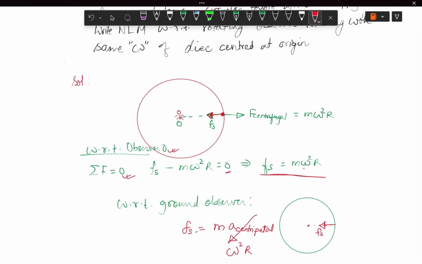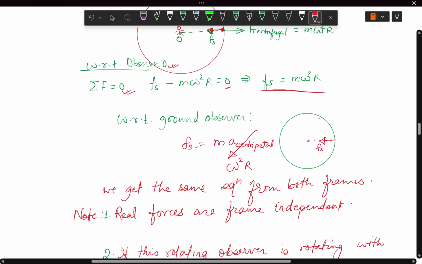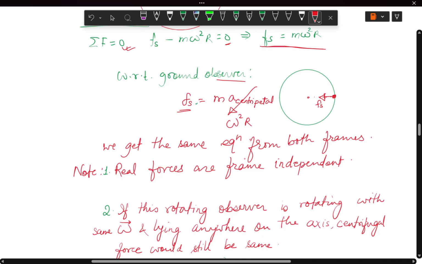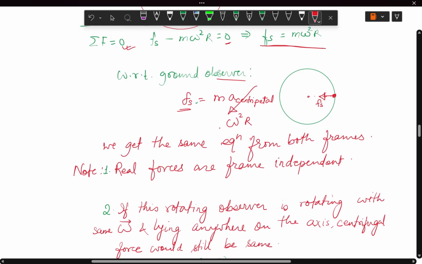Pretty simple, isn't it? Now with respect to the ground observer, if we write Newton's second law, we see that the only force acting is the static friction. So the FBD with respect to the ground observer will have only Fs. And force is equal to mass times the acceleration towards the center, which is the centripetal acceleration, and centripetal acceleration is omega square r. So Fs is equal to m omega square r, and we are getting the same equation from both the frames.